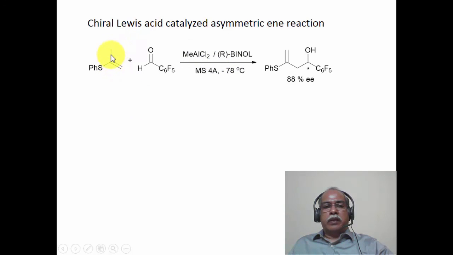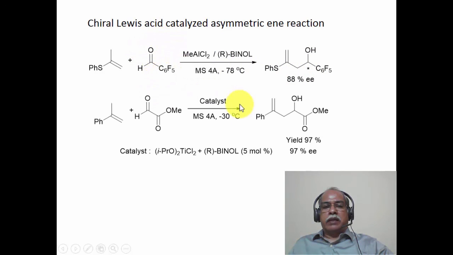This is the ene component with allylic hydrogen, and this is an enophile, which is an electron deficient enophile because it is pentafluorobenzaldehyde, which is a highly electron deficient aldehyde. The efficient ene reaction takes place even at minus 78 degrees Celsius, resulting in the formation of enantiomerically pure one isomer, formed because of the chiral induction from the R-binol, which results in the chirality in this particular position. So this is an example of a chiral Lewis acid catalyzed asymmetric ene reaction.